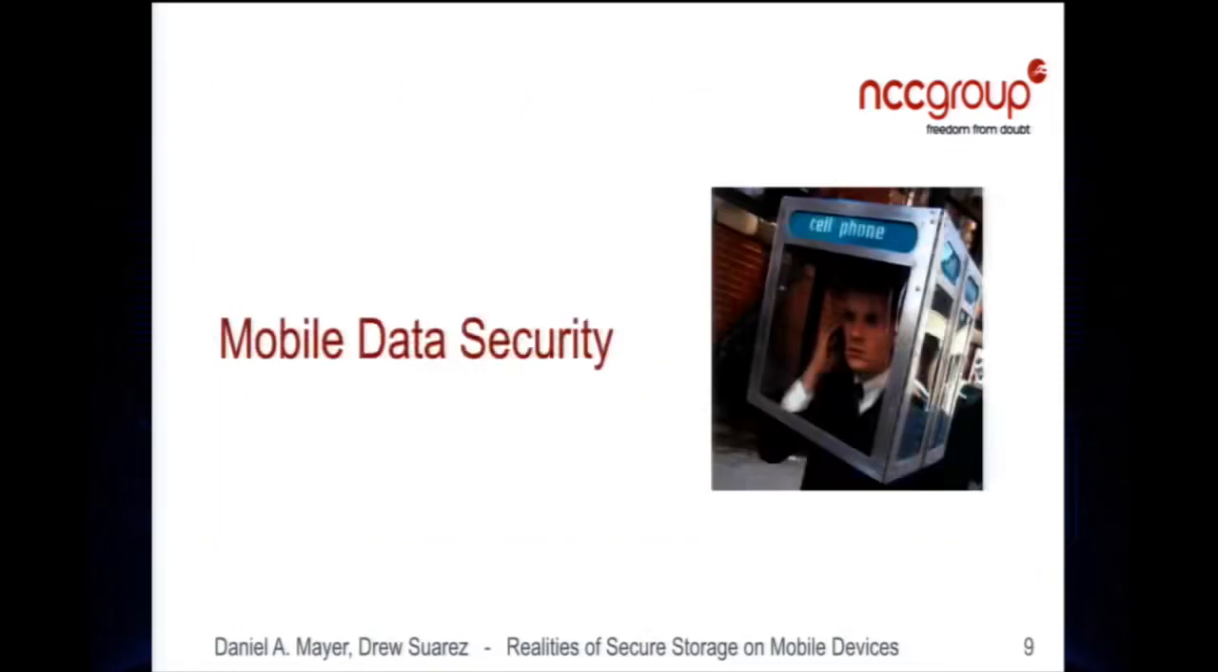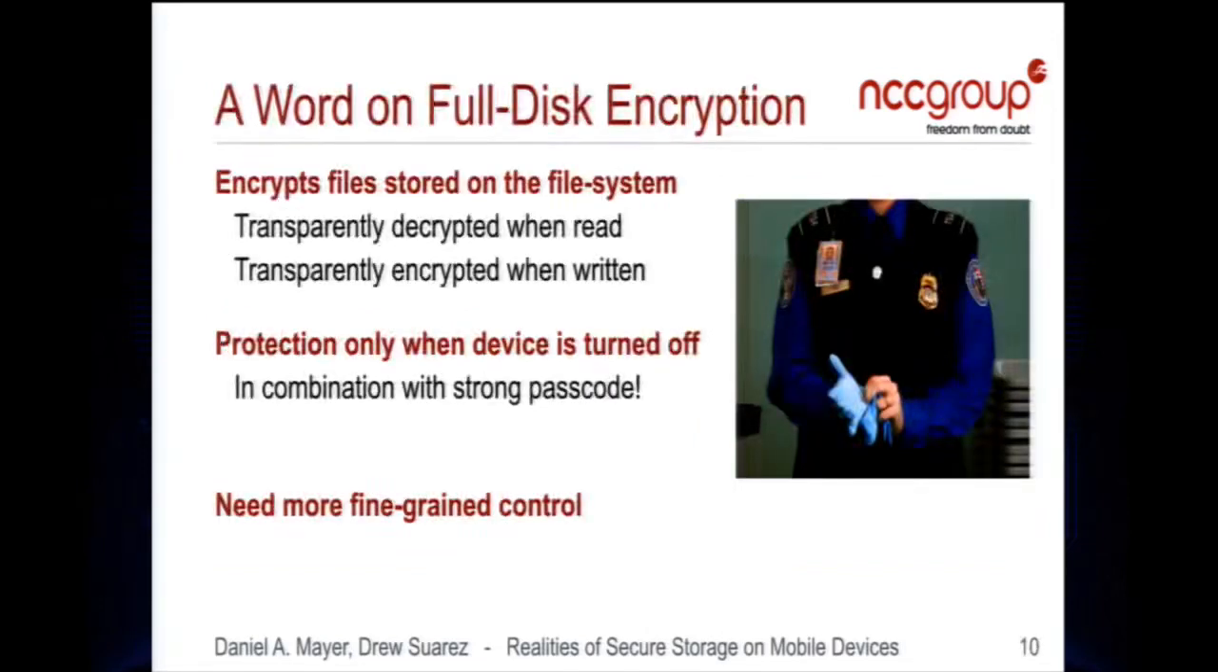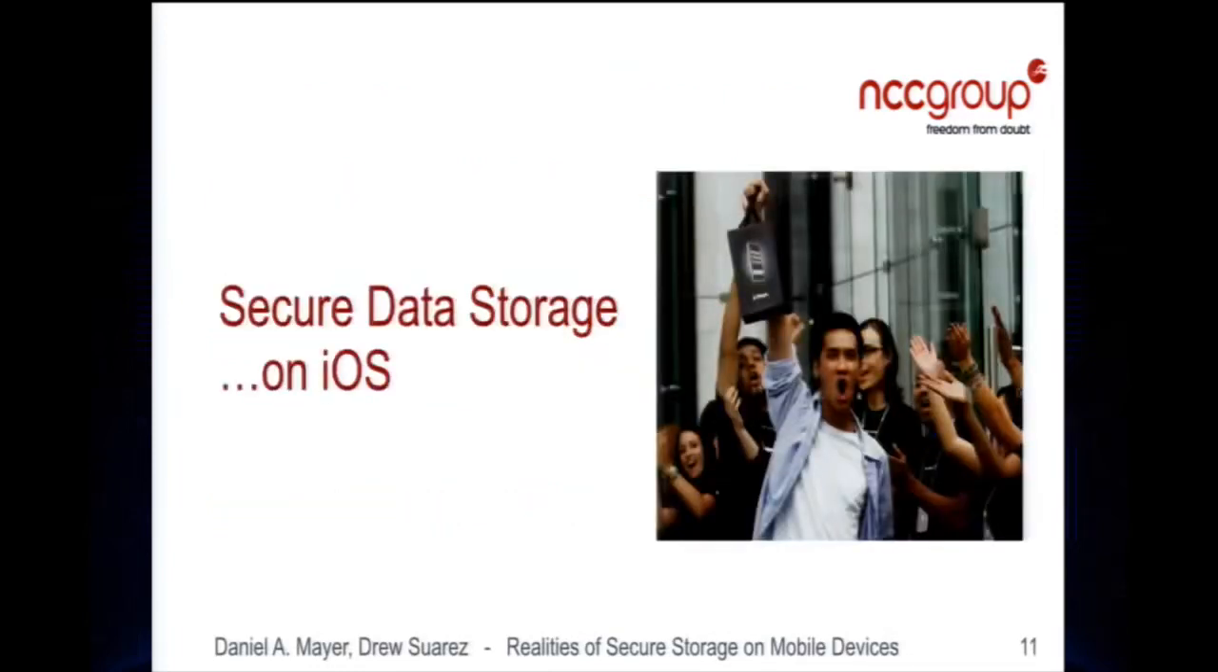So we talk a little bit more in depth now about mobile data security. And a quick word on full disk encryption. Both of these models transparently decrypt the data when it's needed for reading, and transparently encrypt the data for writing when it's done. And really, when we talk about full disk encryption, the protection is when the device is off and the key is no longer resident in memory. Or as Daniel will talk about a little more on iOS, there's some more flexibility here, but we need more fine-grained control than this. And so I'll let Daniel introduce those concepts for iOS here.